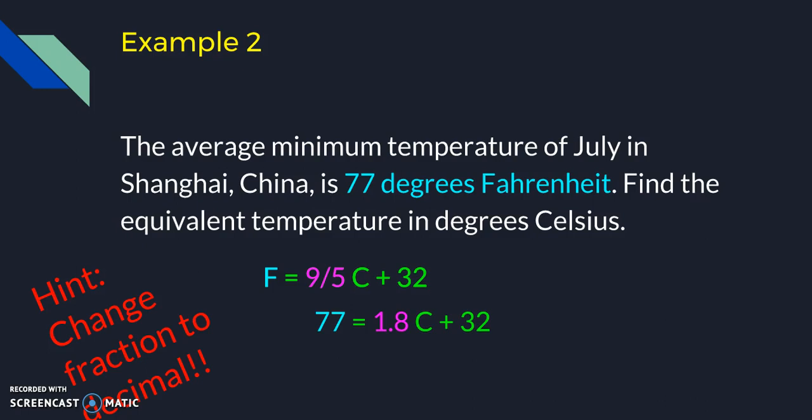I solve for C. I'm going to subtract 32 on both sides and then divide by 1.8, and you will get Celsius of 25 degrees. There were a lot of words on this page, and I really only needed one number. So make sure you're aware of what those numbers are that you need.